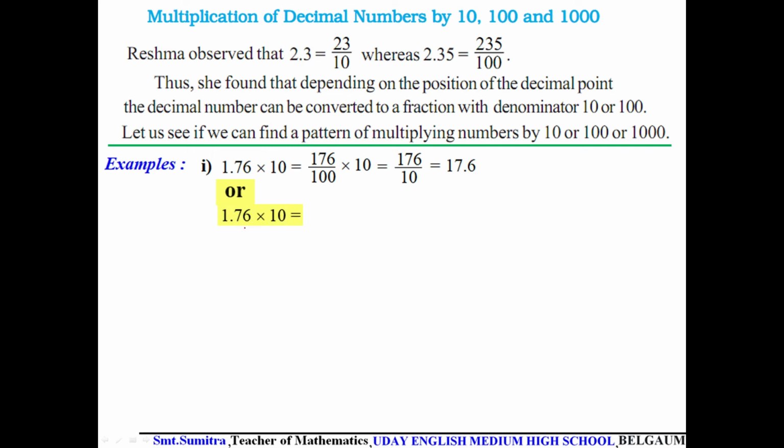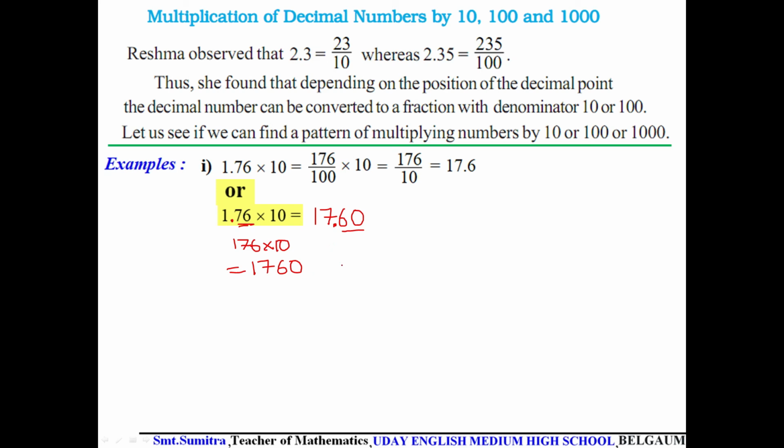1.76 into 10, like in previous example, consider the whole numbers. 176 into 10, this is 1760. Now the question is to put the decimal point. Here you observe after decimal point there are 2 digits. So leaving these 2 digits, I'll put point here. Answer is 17.60.